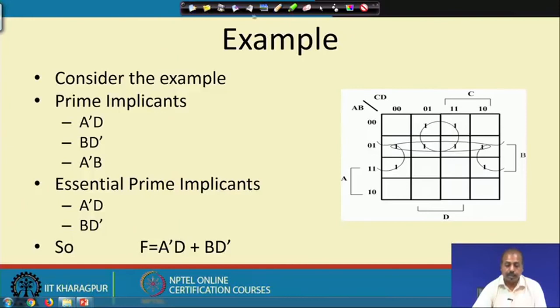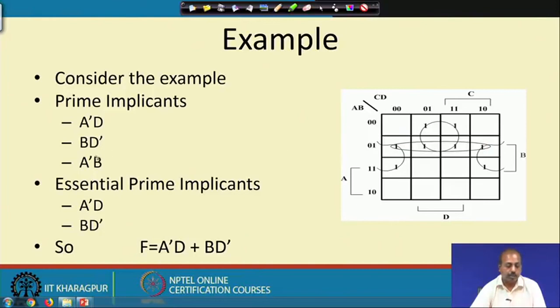Like, if you say this A bar D, this grouping is A bar D, the first one. And if you take this A bar D and this B D bar, this particular grouping is B D bar. If you take these two, all the ones are getting covered, but in that case we do not need this particular grouping of A bar B.